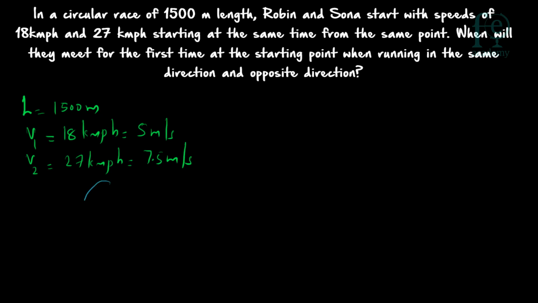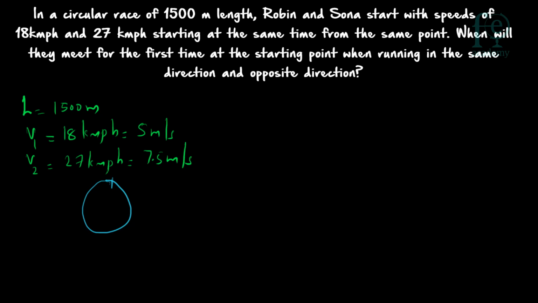So when they should meet at the starting point, both Robin and Sona have to complete the entire circumference. To reach the starting point, they have to complete the entire length of the circular race. Only after completing the entire length of the circular race will both Robin and Sona be reaching the starting point.